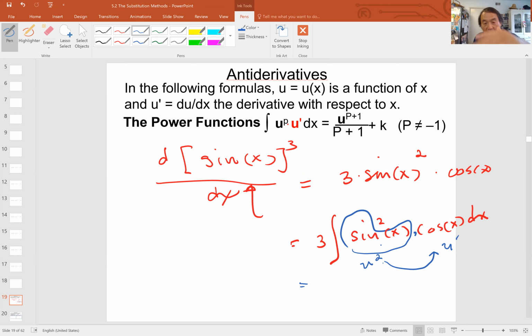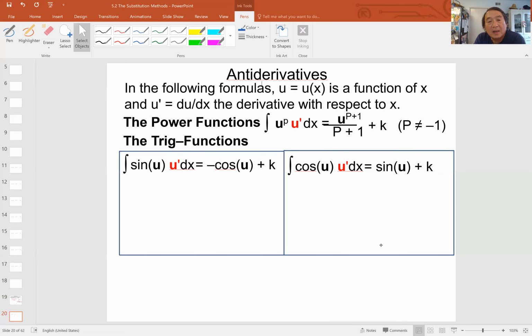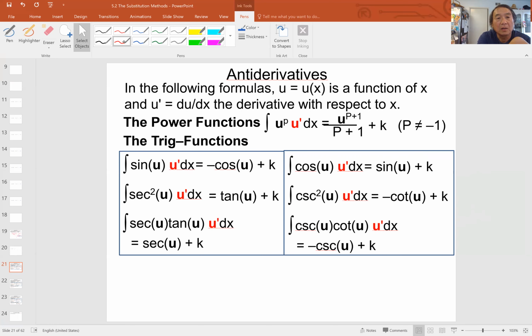But first, let me list all the formulas going backwards. So if I'm integrating sine of something, a formula in x, times the derivative, u prime dx. In all the following formulas, you will recognize the portions. In these trig formulas, if that's the u you observe, you then need to have its derivative multiplying by dx on the side in the integration formula. If that's the case, then I can apply these substitution methods.